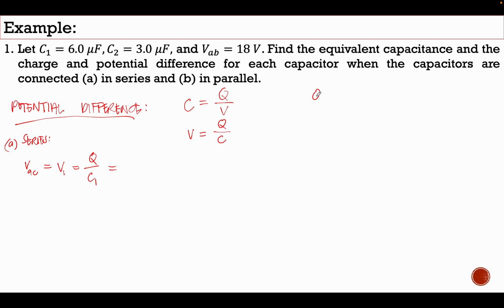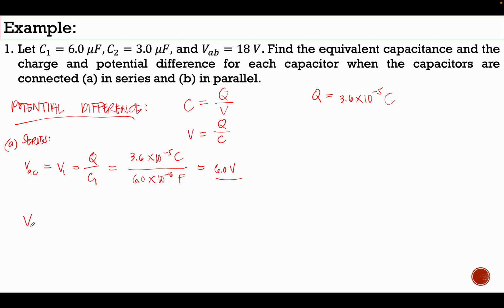So our Q is equal to 3.6 times 10 to the power of negative 5 coulomb, which we solved earlier. So we have 3.6 times 10 to the power of negative 5 coulomb divided by our C1, which is 6 microfarad, or 6 times 10 to the power of negative 6 farad. Okay, so we have 3.6 times 10 to the power of negative 5 divided by 6 times 10 to the power of negative 6, which is equal to 6 volts.